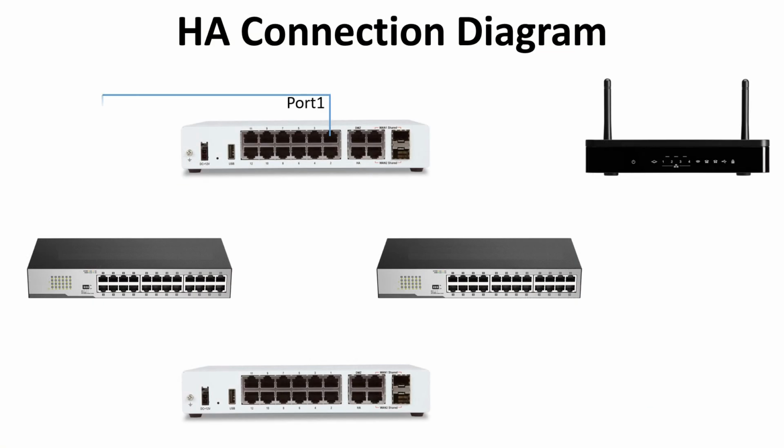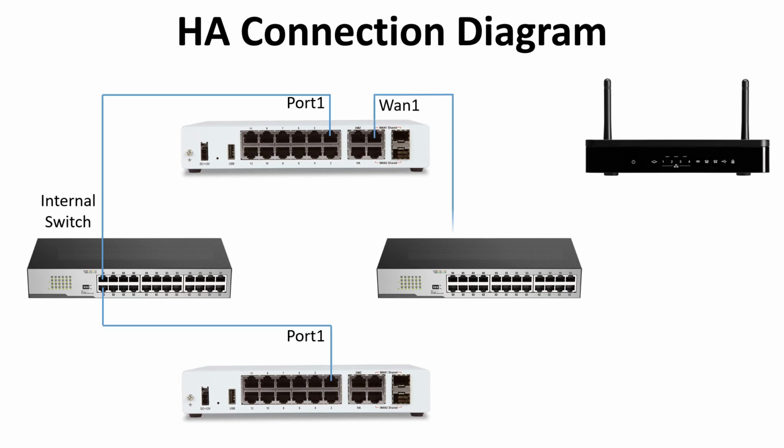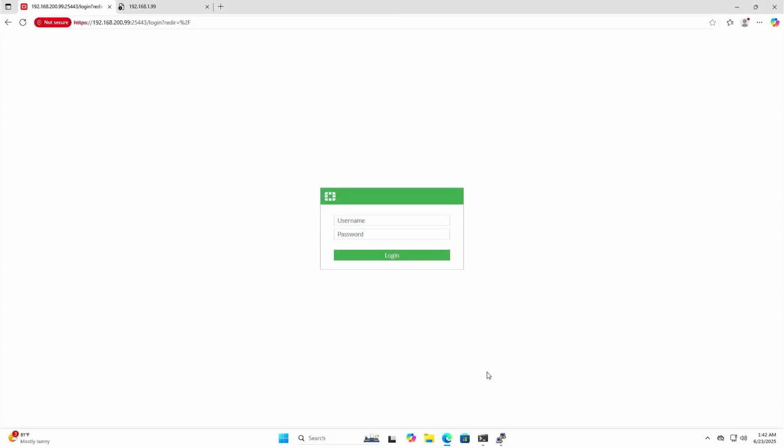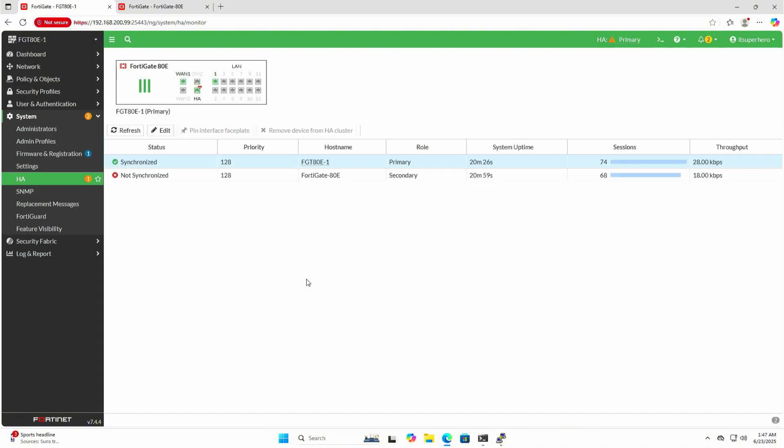Now connect both devices to the internal network switch. Also connect them to the external network switch. Connect the HA interfaces of both devices directly to each other. Log into the cluster again and go to the HA settings. All cluster members should now be visible.